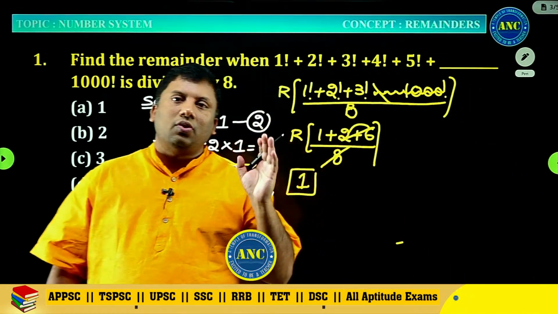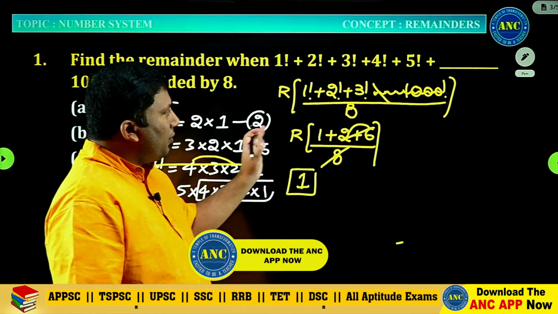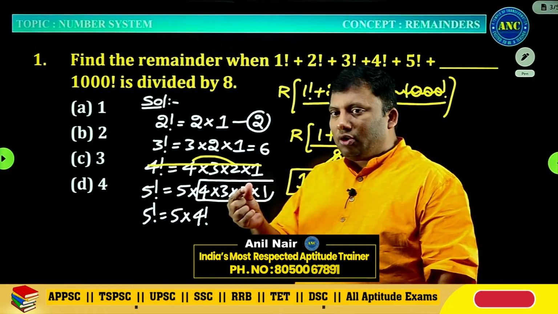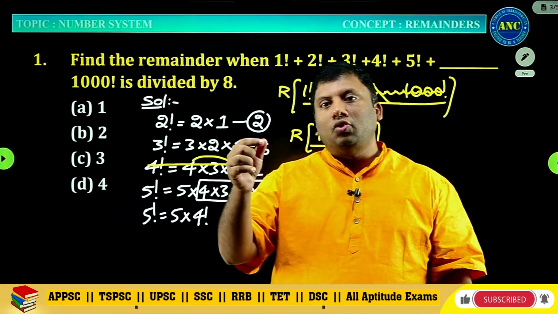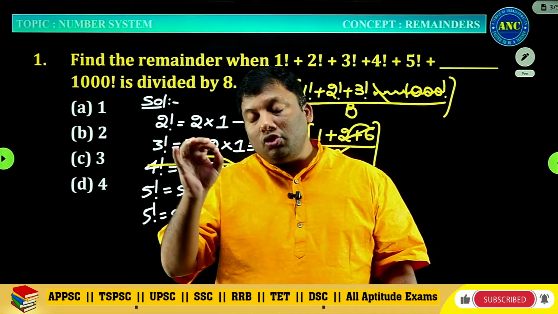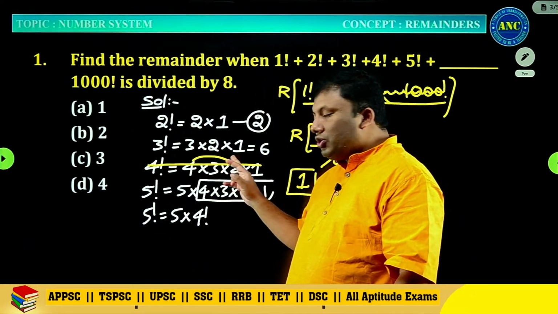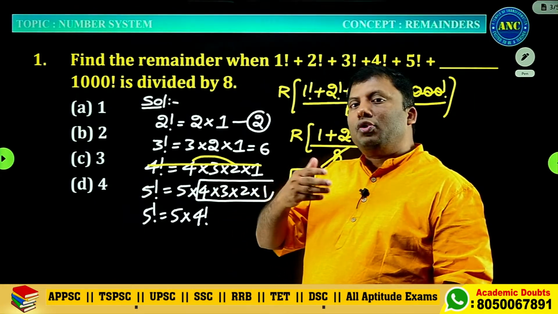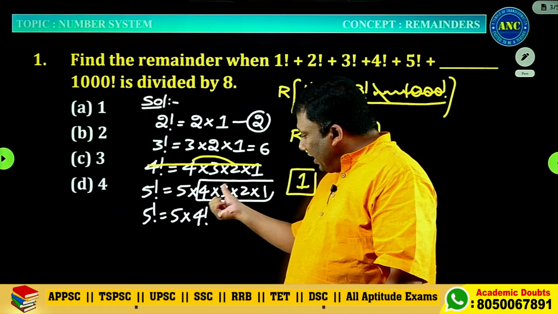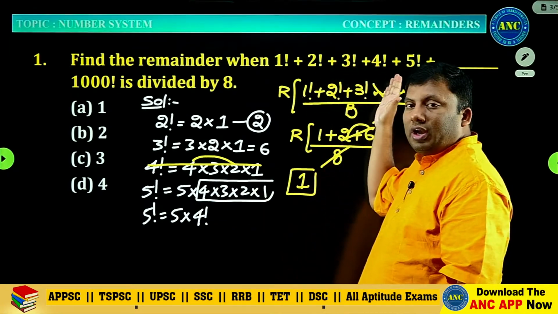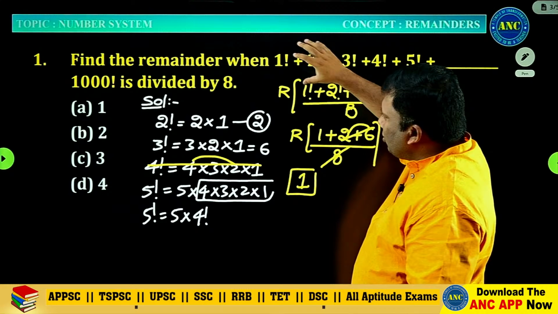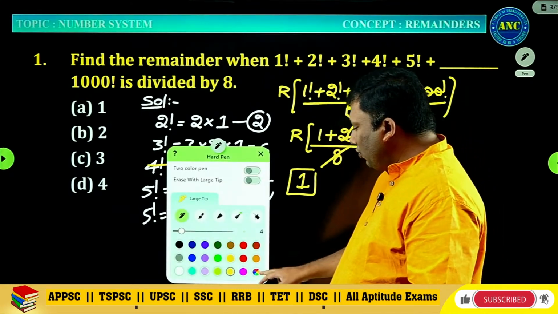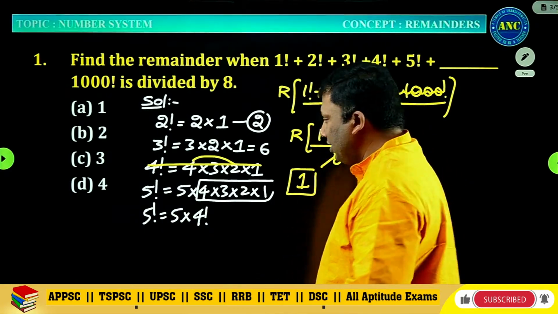Almost all the students watching this video know this approach to solve this kind of problem. What is the approach? 4 factorial is 4 into 3 into 2 into 1, which is divisible by 8. 5 factorial is 5 into 4 into 3 into 2 into 1, which again contains 8. From 4 factorial, all the numbers are divisible by 8. So in the question, only the first 3 terms are there. If this question is asked to Anil Nair or Anil Nair's students, listen carefully, sir.